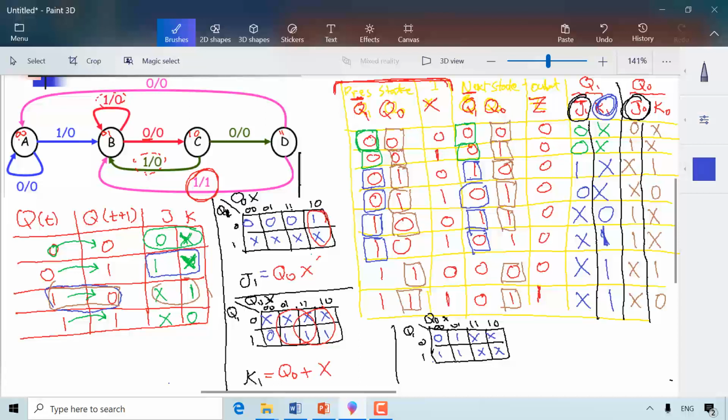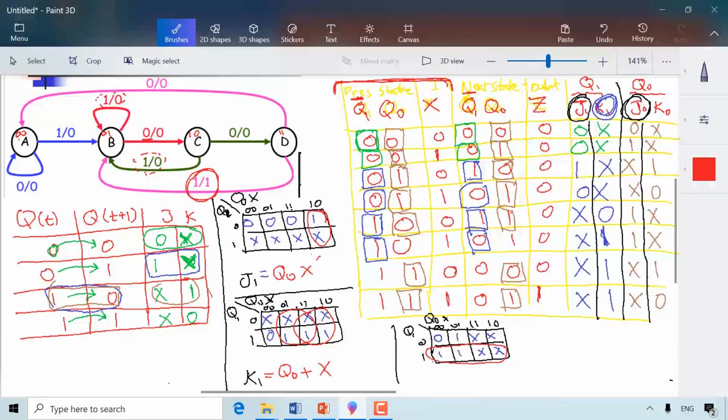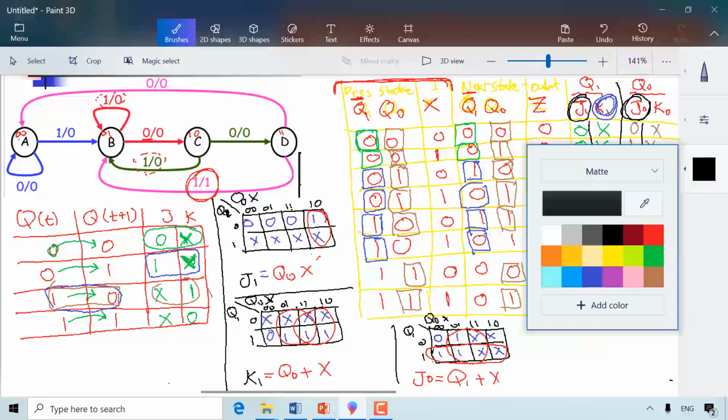What I can do here is have these guys together. Let's get a red color here. I can have these guys together, all of these and all of this. So J0 equals Q1 plus X.